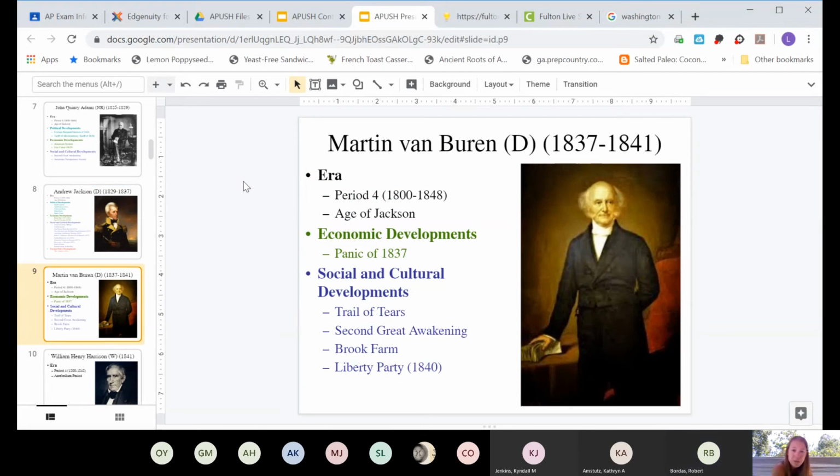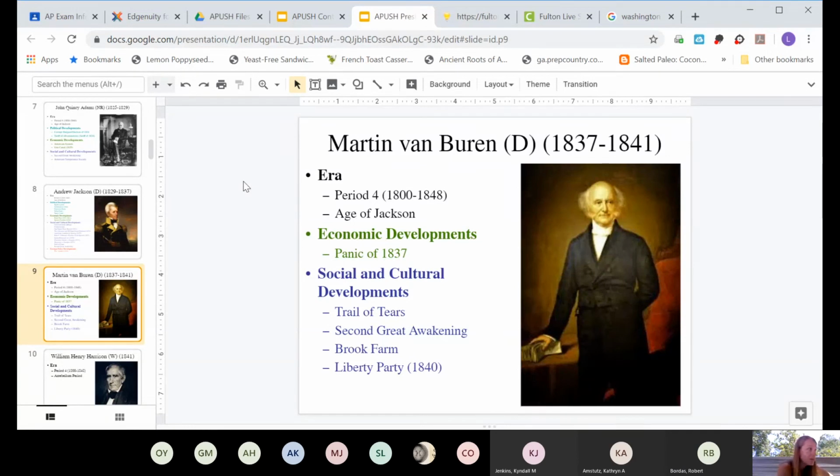And Mr. Bordas, correct me if I'm wrong, isn't he the first president that's born in the actual United States? He is. All the other presidents were born in a colony that was part of the United States. He was born after the United States was created. Right. And he spoke Dutch. That was his original language. He is. And so he is going to be a governor from New York.